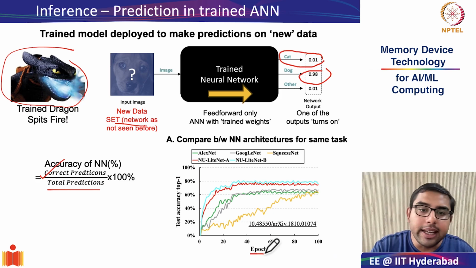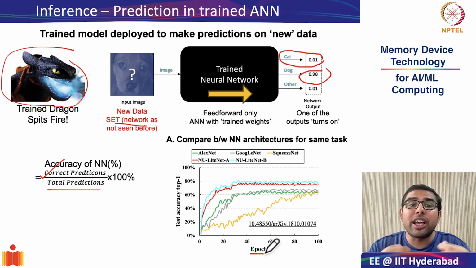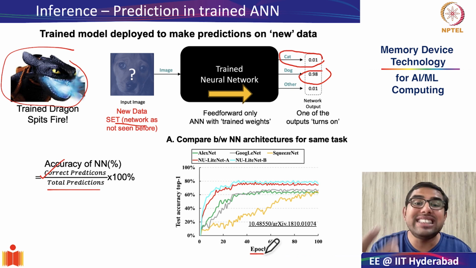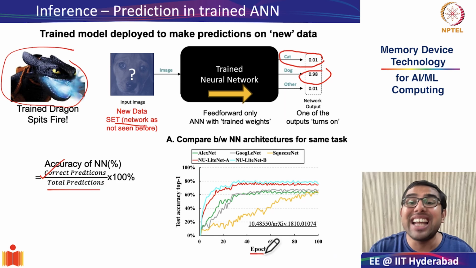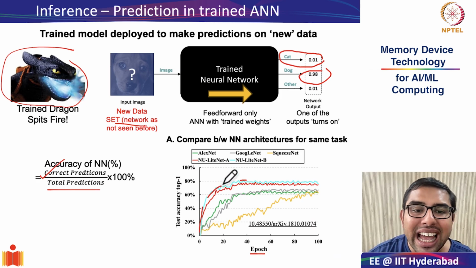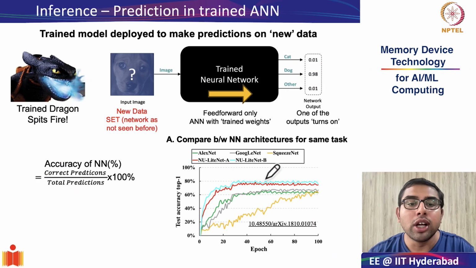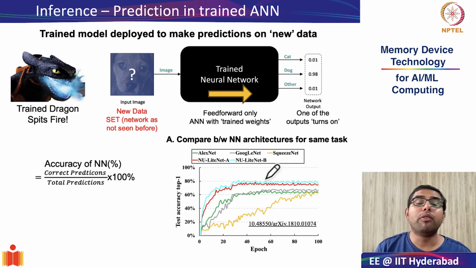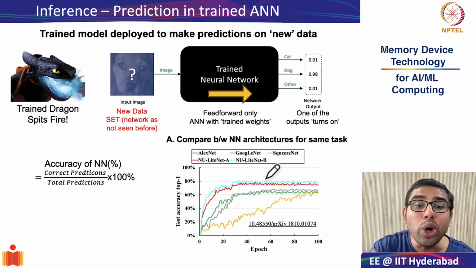What we do in parallel is we check the accuracy of the network on unseen data after each and every epoch. It is natural to expect that as I train the neural network more and more, the accuracy will increase, and then after a while it will saturate. So when we do this for different neural network architectures for the same task, we get an idea of how good the neural network is able to perform in that particular application.